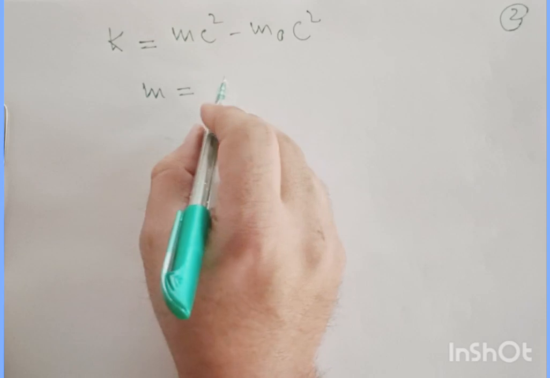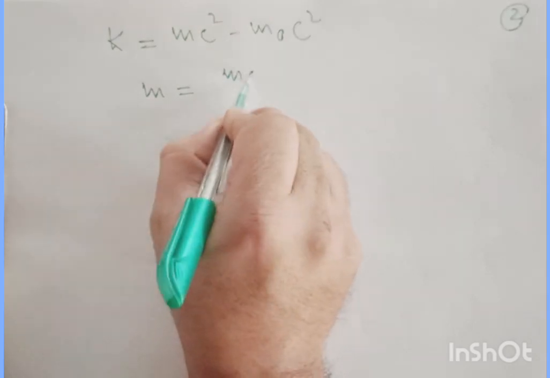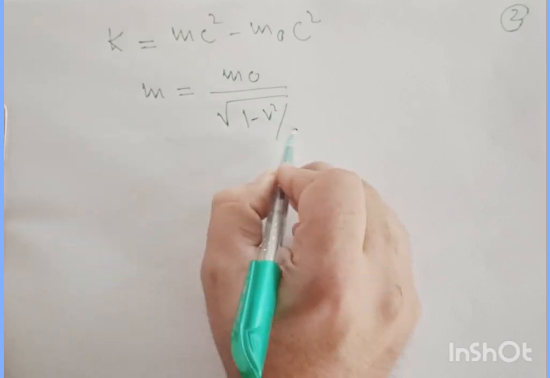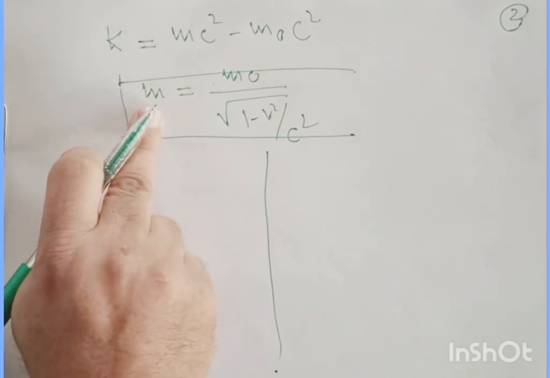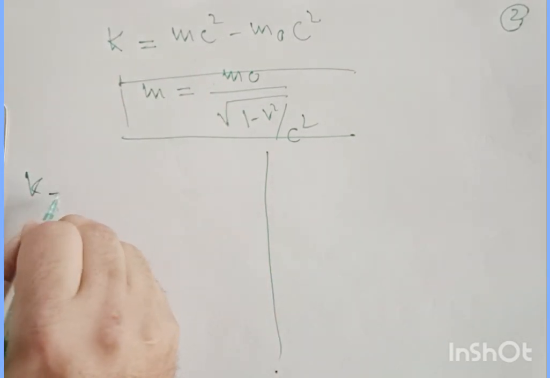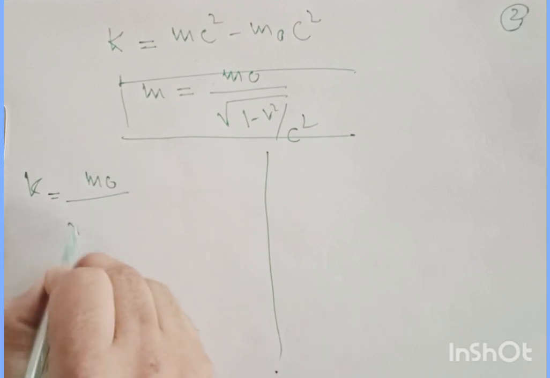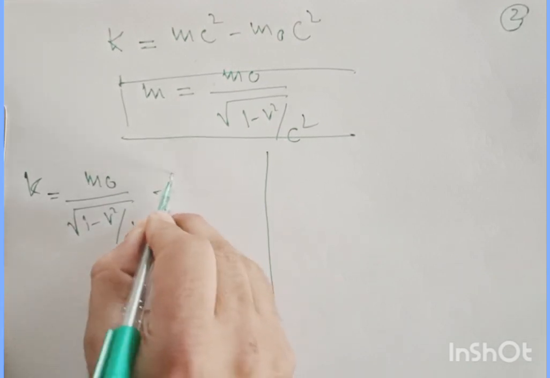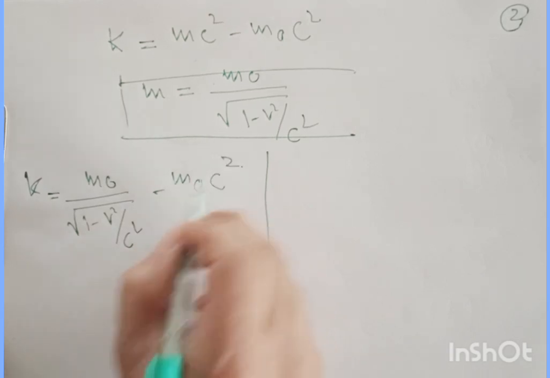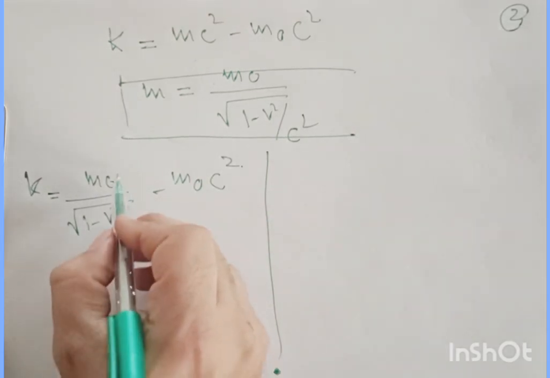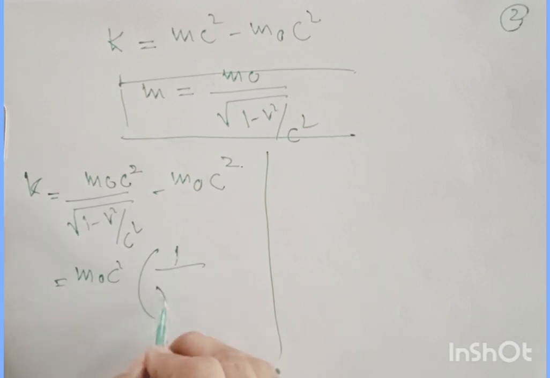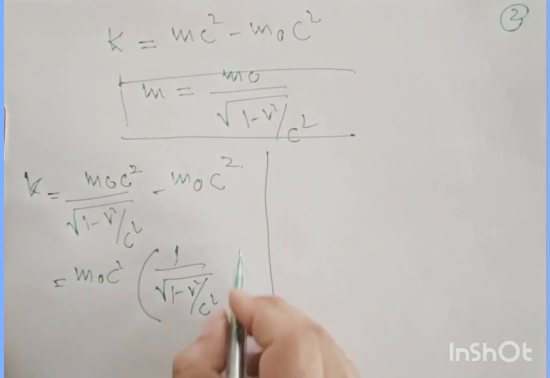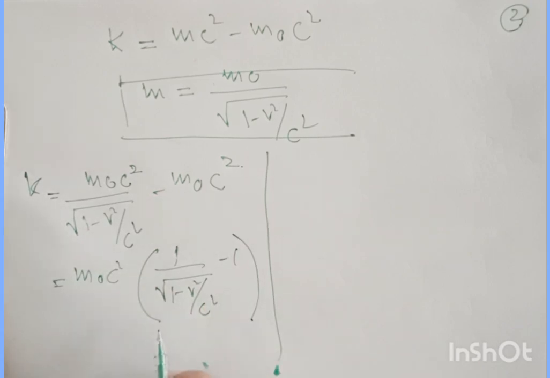But we understand that m is not absolute here, so m is m₀ by the square root of 1 minus v²/c². Using this m, the kinetic energy will be m₀ by the square root of 1 minus v²/c², minus m₀c². Now, this m₀c² can be common, and what will remain inside is 1 by the square root of 1 minus v²/c², minus 1. That will be the case.